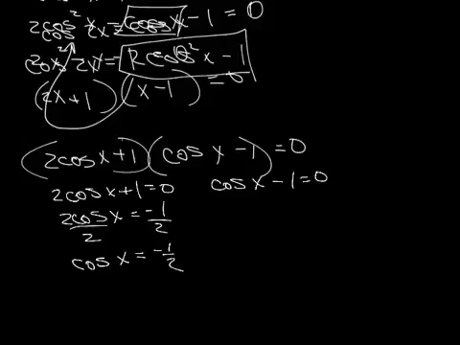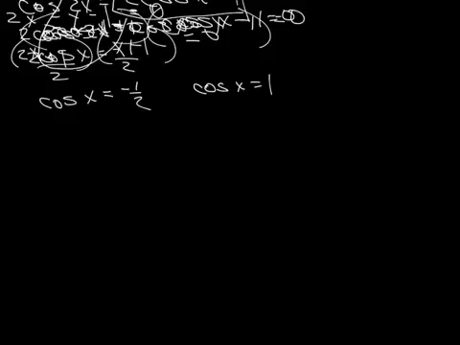Those are your choices. So what does that give me? Well, that tells me that this angle right here, when I take the cosine of it, I get negative 1/2. Tells me that this angle, when I take the cosine of it, I'm going to get 1.